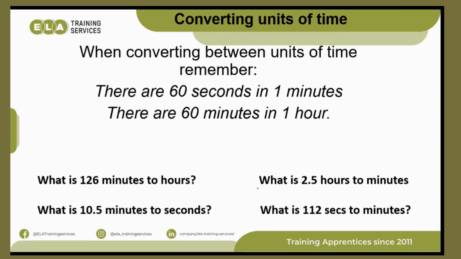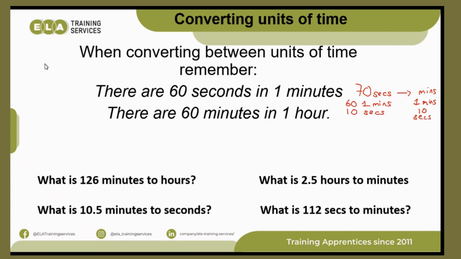Then our last conversion that we're going to look at today is converting between units of time. So what's important to remember, there are 60 seconds in 1 minute, and there are 60 minutes in 1 hour. So say we had 70 seconds, and we wanted to know what that was in minutes. We know that 60 is 1 minute, and what do we have left over from 60 to 70? It's 10 seconds, so it would be 1 minute and 10 seconds.